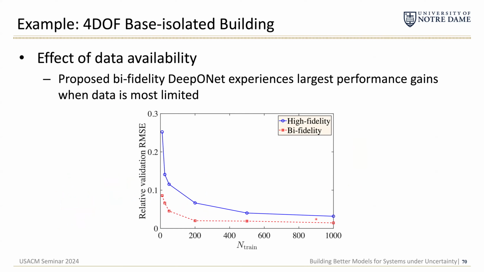So certainly if you have a lot of data at your disposal, there's not a huge discrepancy or difference between a full high fidelity or bi-fidelity treatment. But as data becomes more scarce, which is again approaching the conditions we'd find in the real world, it is more advantageous to adopt this bi-fidelity approach. The performance gains start to grow.